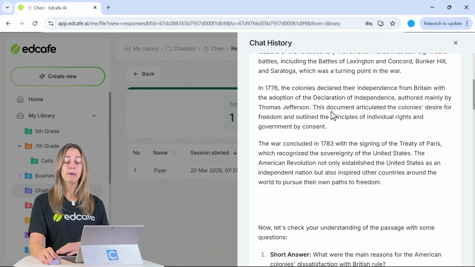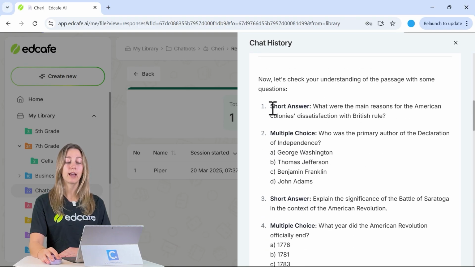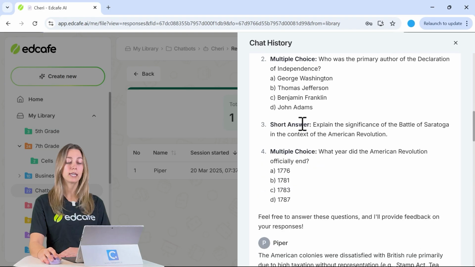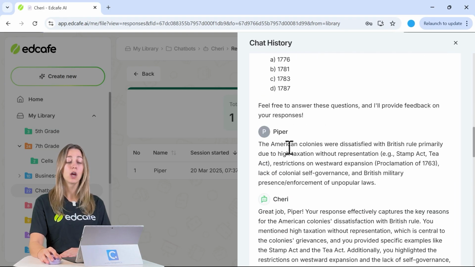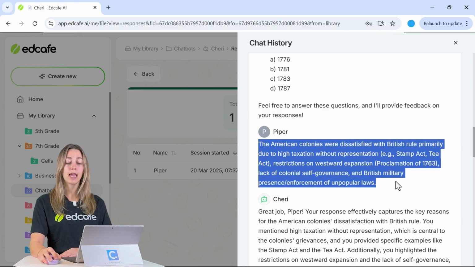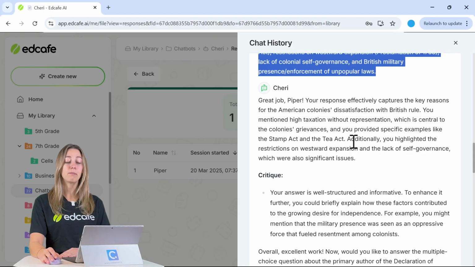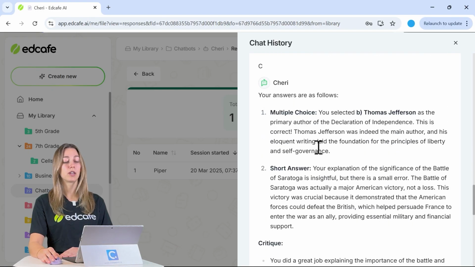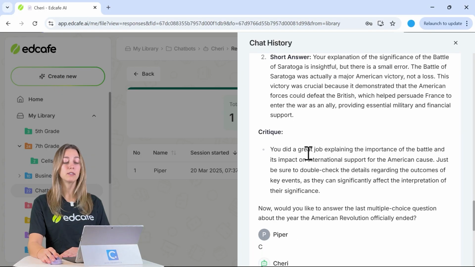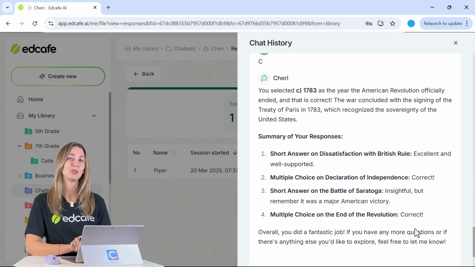They have a quick passage about some US history along with some questions. So we have a short answer, a multiple choice, and another short answer, a multiple choice as well. So we start with that short answer question, a brief short answer response here, and then get some feedback based on their response as well. And then we go through some of those multiple choice questions along with some critique and a quick summary of their responses and ways to improve in the future.